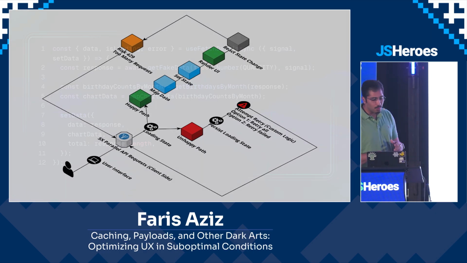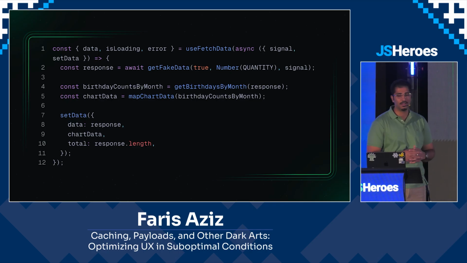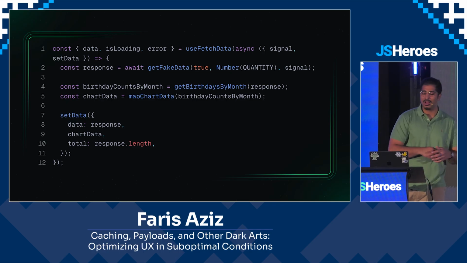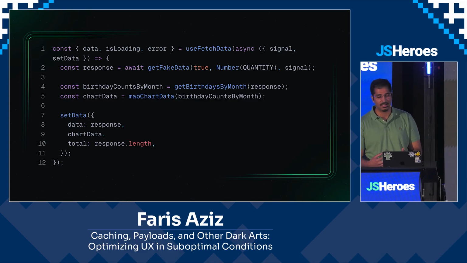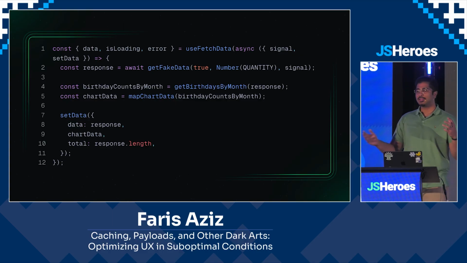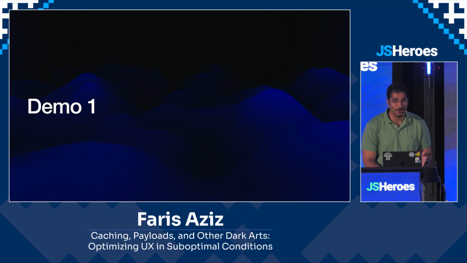And so what may a hook like this look like? Maybe we create a use fetch data hook, and what it's doing is getting data from a Faker API. Then we're going to do this mapping functionality, which is getting the birth date by month and mapping the chart data, and then we're setting that data. Shall we look at a demo?